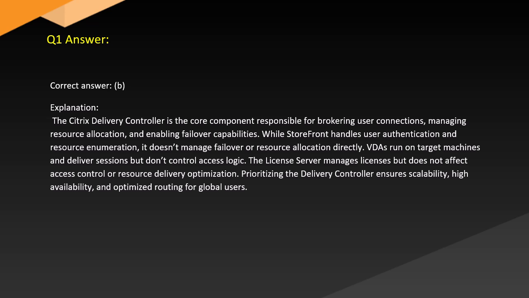VDAs run on target machines and deliver sessions but don't control access logic. The license server manages licenses, but does not affect access control or resource delivery optimization. Prioritizing the Delivery Controller ensures scalability, high availability, and optimized routing for global users.